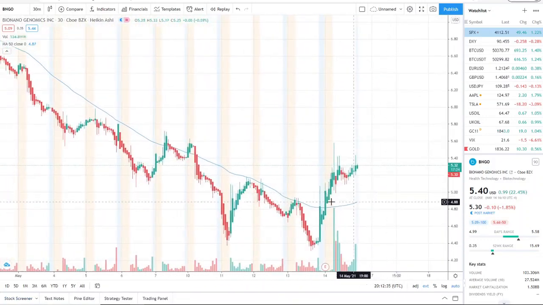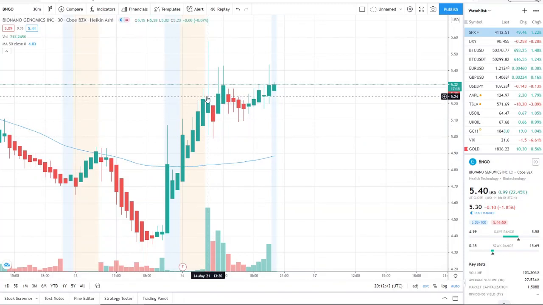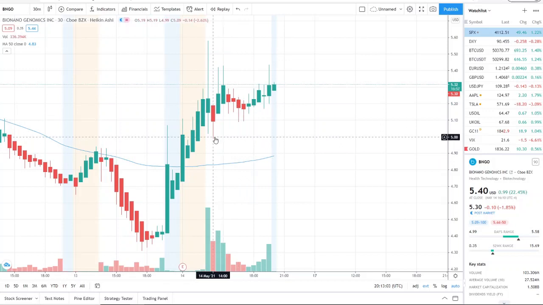So here we have BNGO, and I'm just going to keep it on the 30-minute because it's a lot quicker. But as soon as the bell rang, it was sitting close to around $5.20, and it took off to a high here of $5.58. Okay, that was a little bit weak. Then it pulled back, hit a low here of $5, and it took off to a high of $5.43. So that gave close to an 8% to 10% opportunity on the day. And if you rode it throughout the whole volatility, it gave you another chance there of 8%.